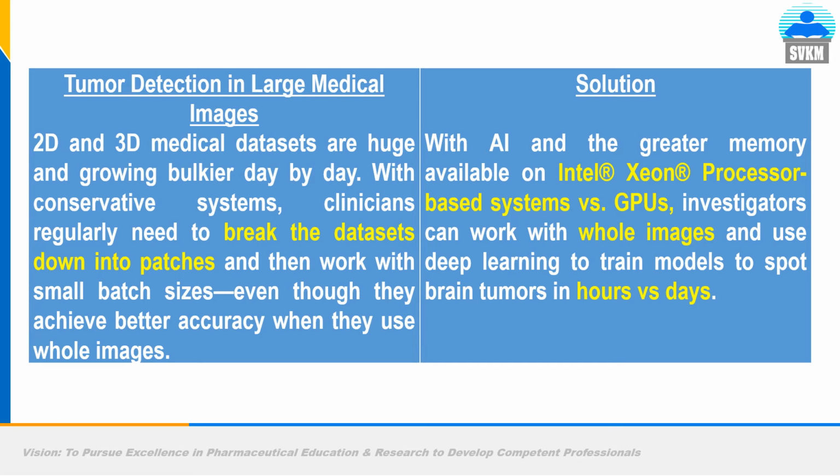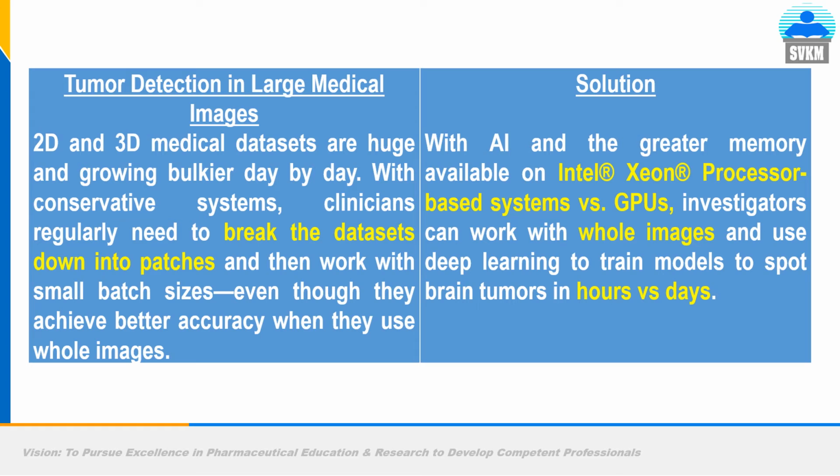Second problem is tumor detection in large medical images. 2D and 3-dimensional medical datasets are huge and growing bulkier day by day. We all know a huge amount of data is being generated every day in every part of the world. With conservative systems, clinicians regularly need to break the datasets down into patches and then work with small batch size, even though they achieve better accuracy when they use whole images.